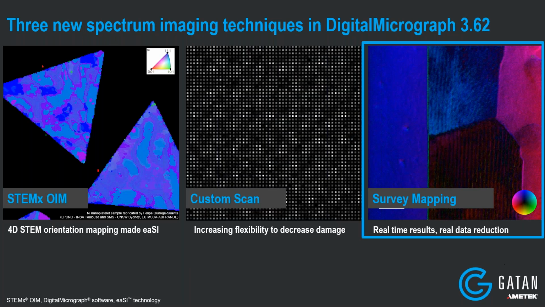We also have a new feature for custom scan as well, where we can flexibly determine how the sample will be scanned. I'm not going to go into any details about that today. But there's a lot of exciting things that could potentially be done with custom scanning using the DigiScan 3.